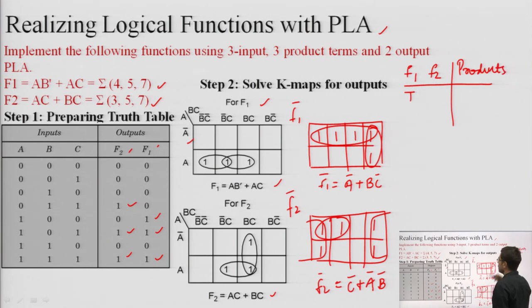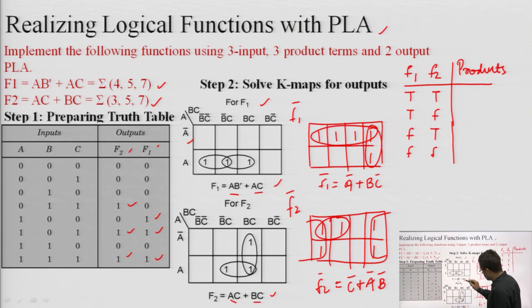So, either both are true, or F1 is true and F2 is false, where false means complemented output, or F1 is false and F2 is true, or both are false. In the first case we can check A B bar, A C, A C, B C. I can see that A C is common in both F1 and F2. So, there are overall 3 products, but if I take F1 and F2 complement, then there is nothing common, then there will be 4 products.